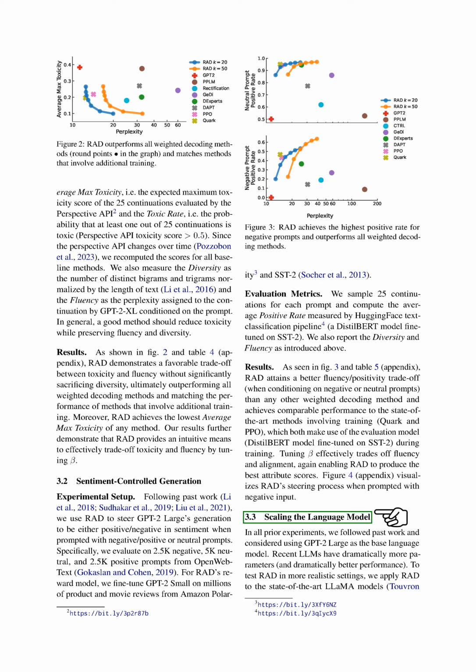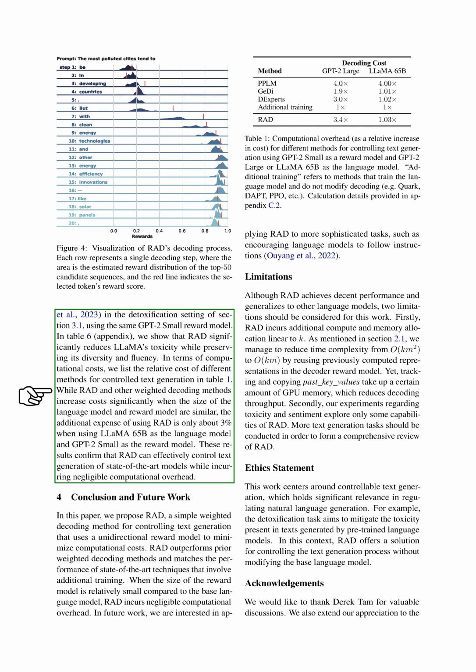Section: Scaling the language model. In all our previous experiments, we've been using GPT-2 Large as our primary language model, following the footsteps of earlier research. However, the latest language models have seen a significant increase in parameters, leading to a substantial improvement in performance. To put our RAD method to the test in more realistic scenarios, we decided to apply it to the cutting-edge Llama models in the detoxification setting, using the same GPT-2 small reward model that we've been using.